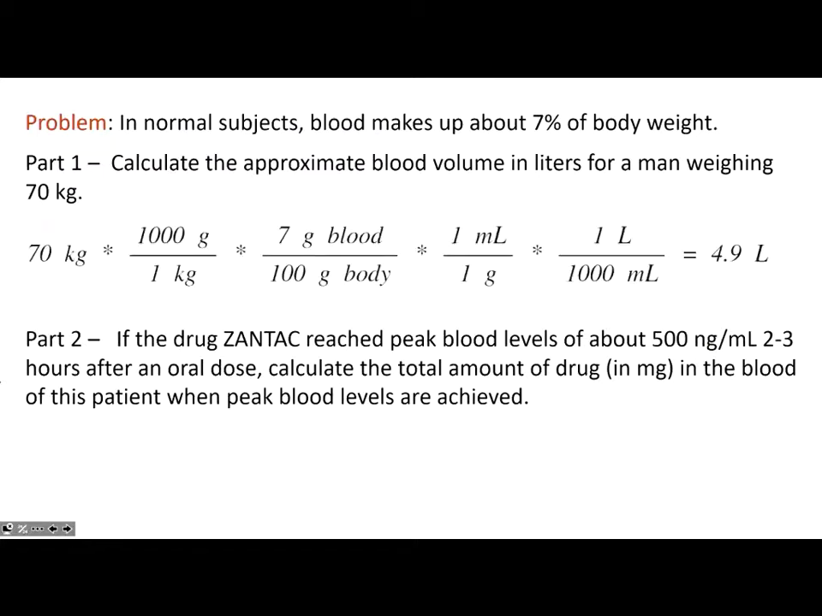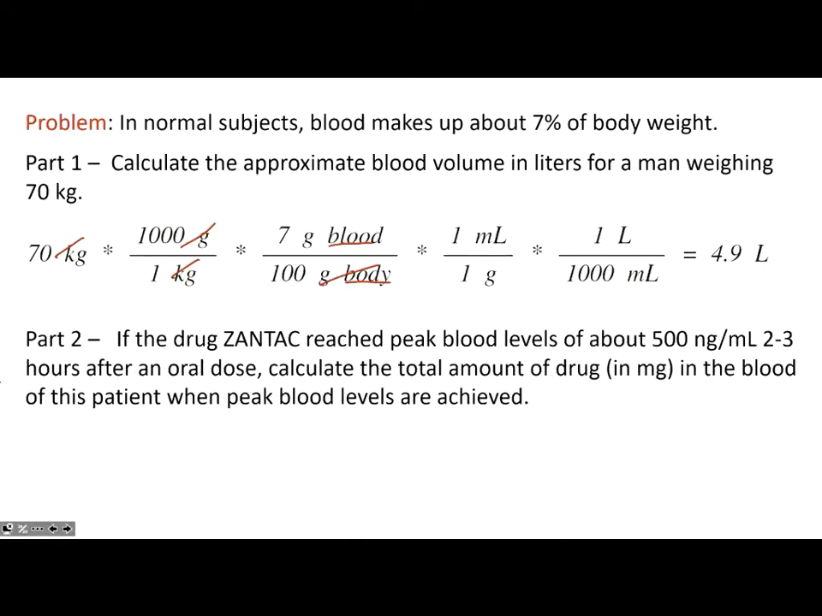All right, so how would we set that up? Well, my weight, 7%, is in grams. So let's convert 70 kilograms, first of all, to grams by multiplying by 1,000. That will cancel kilograms, so I'm now in grams. Then I can take my grams of body weight and multiply it by that 7%, where again, 7 grams of blood per 100 grams of body. My grams of body weight will cancel, and that gives me grams of just weight of blood.